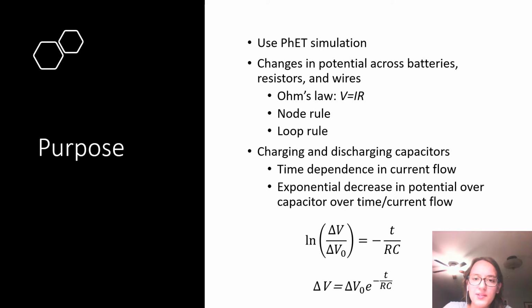So in Lab 4, we used the FET circuit simulation, and we played around with concepts like changes in potential across batteries, resistors, and wires. We used Ohm's law to calculate resistance and current in series and in parallel, and we also used the node rule and loop rule. Then we played around with charging and discharging capacitors and measuring the time dependence in the current flow. Basically, as the capacitor is charging or discharging, the amount of current that's flowing decreases exponentially over time.